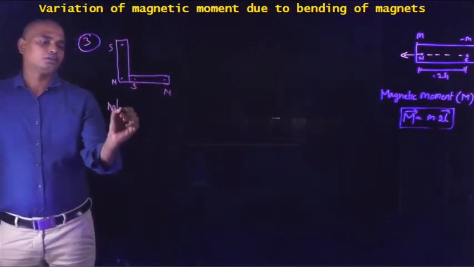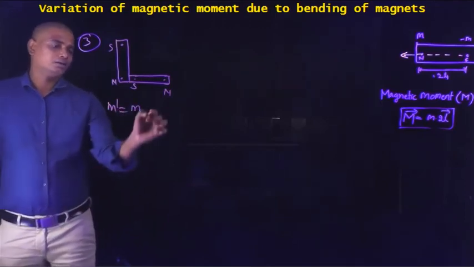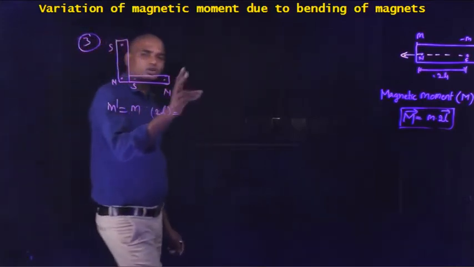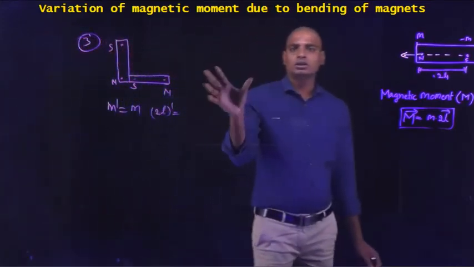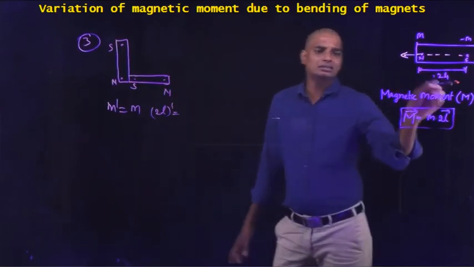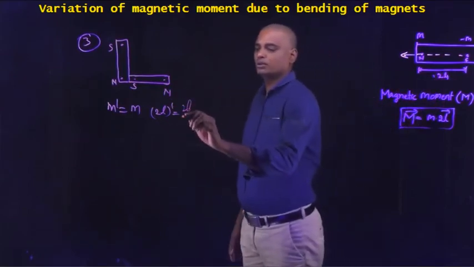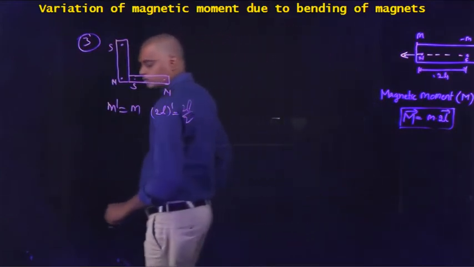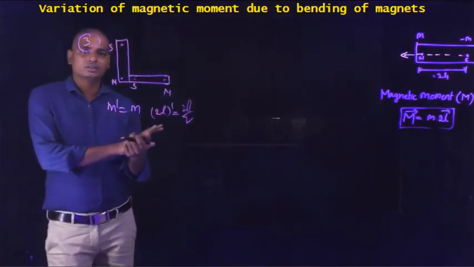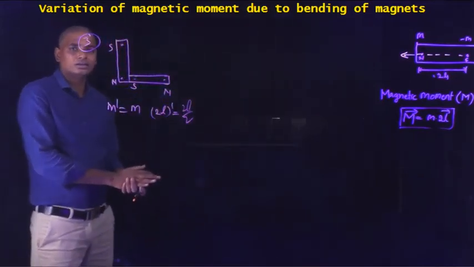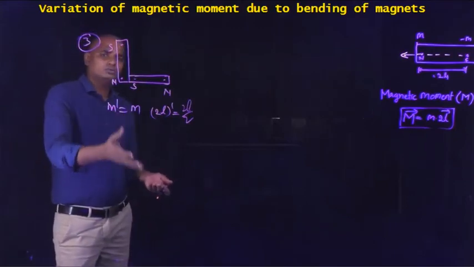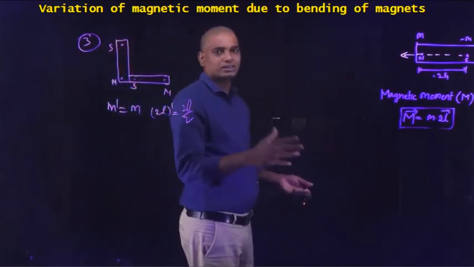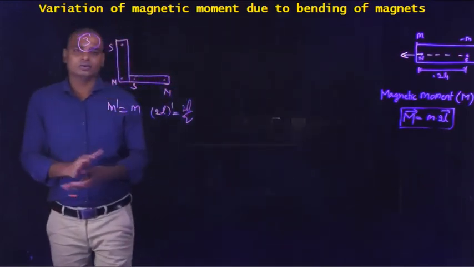As the pole strength remains the same, m dash is equal to m, and the magnetic length 2l dash, as it is divided into two equal parts, two equal arms, so the total magnetic length divided by 2, that is 2l by 2. Now I am doing it by using the alternate method, that is the second method we have calculated. Let us calculate it by the first method and see whether it is correct or not. I am giving it as homework to you.